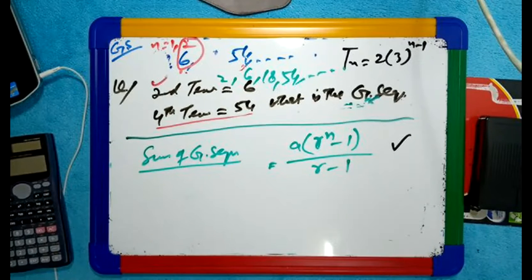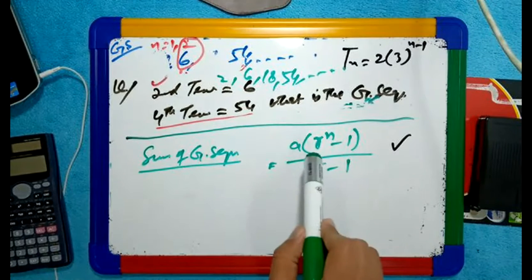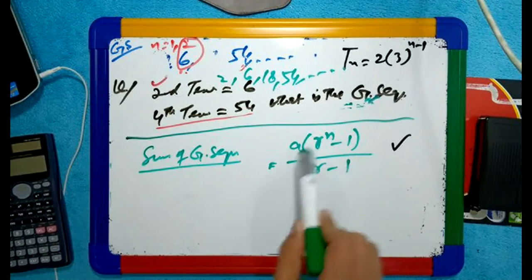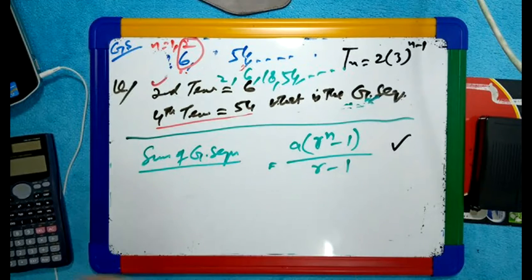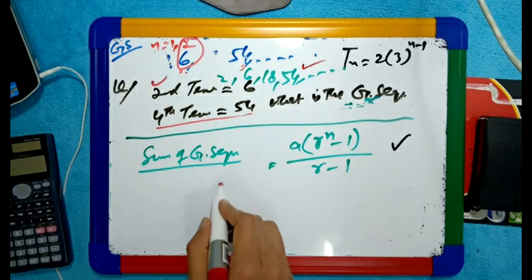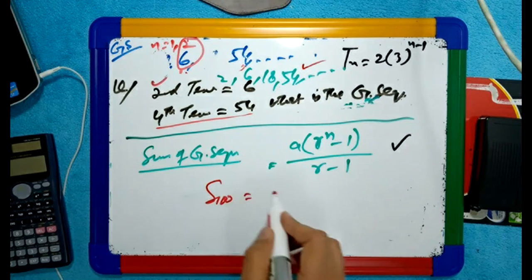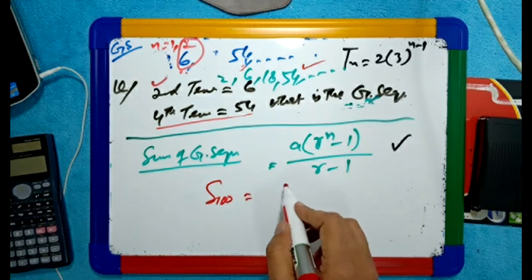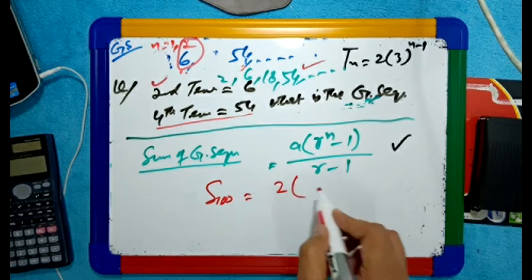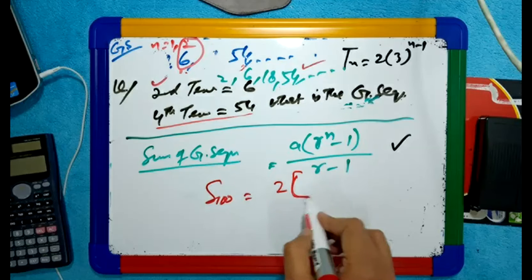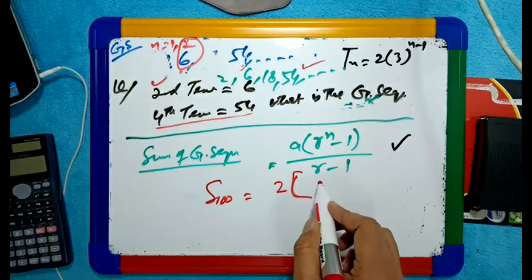See, if I want you to solve this, calculate the sum, right? So the sum of the first 100 terms in this sequence. You will find. So what was A? A was 2. And what was R? R was 3, right? And my terms are 100.